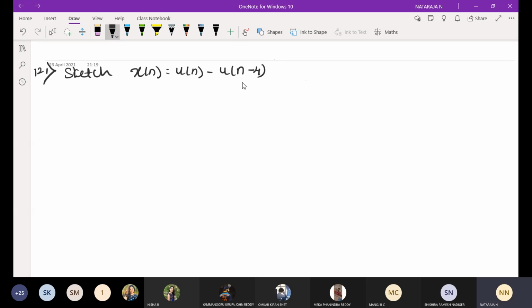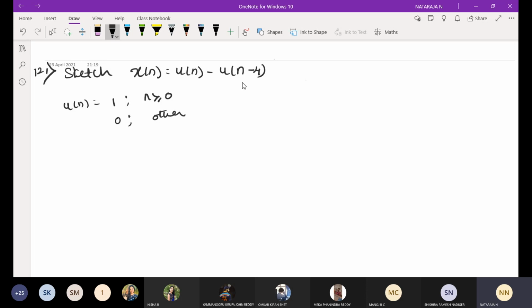You know the u of n condition? This is my u of n. u of n is equal to 1 when n is greater than or equal to 0, and 0 for other conditions. It means from sample 0 to infinity we have amplitude of 1. It is like u of t, the unit step function. This is discrete. That is why u of n is equal to 1 when n is greater than or equal to 0, and 0 for other conditions.